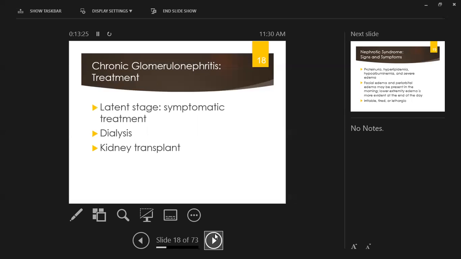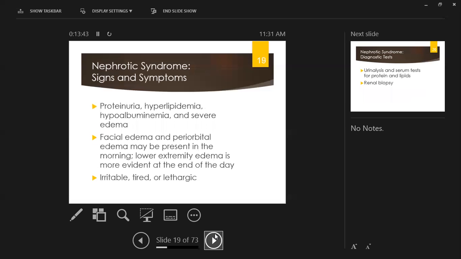How do we treat it? Well, in the latent stage, it's just going to be treating the symptoms, unfortunately. Dialysis and kidney transplant are really, once we're in those last stages of chronic glomerulonephritis, our only options. So figure out a different way to filter their blood and potentially replace the organ.